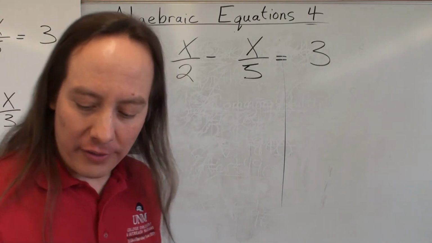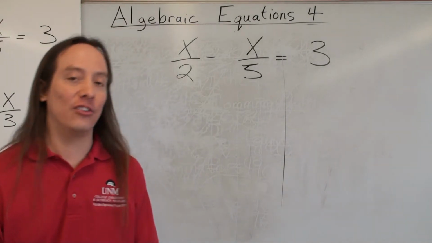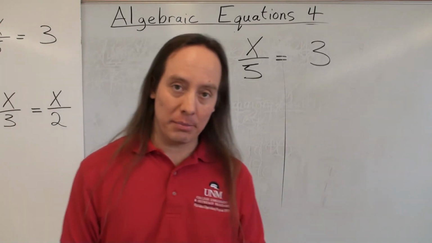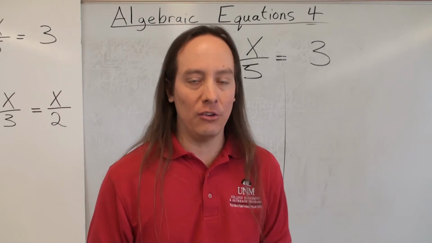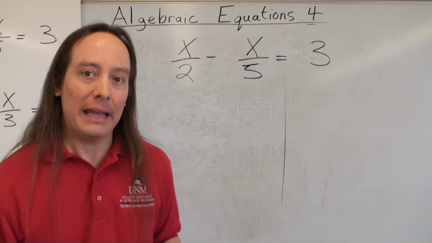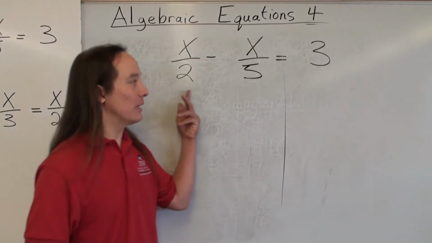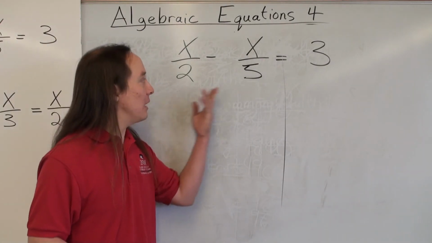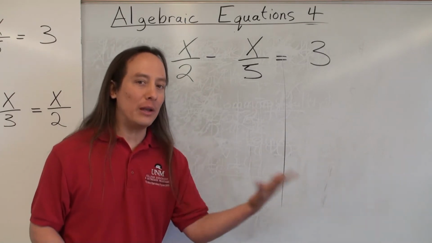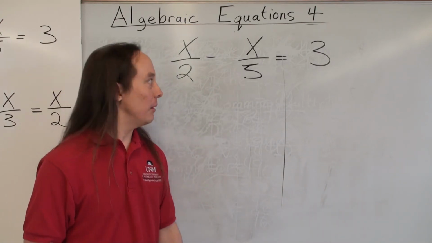When you have an equation that has more than one fraction, a good idea is to get rid of the fractions. To do that, you have to multiply all the terms in the equation, or both sides, by the lowest common multiple. To find it, you look at the denominators. So I have a 2 and a 5. I think to myself, what number will the 2 and the 5 both go into? Well, they both go into 10.